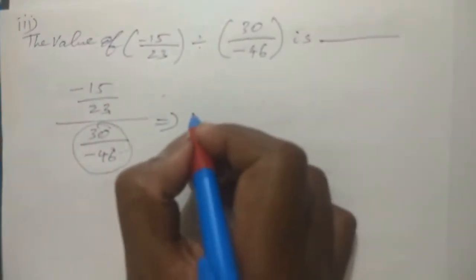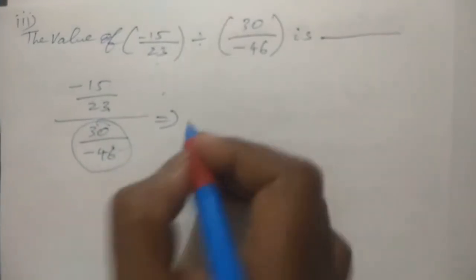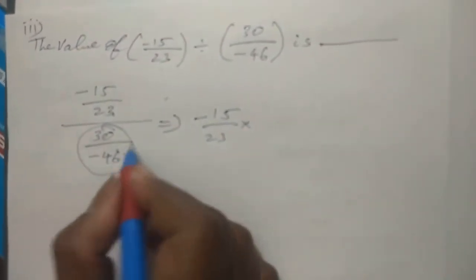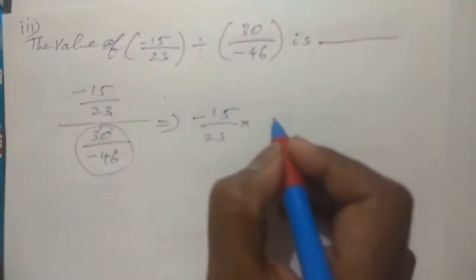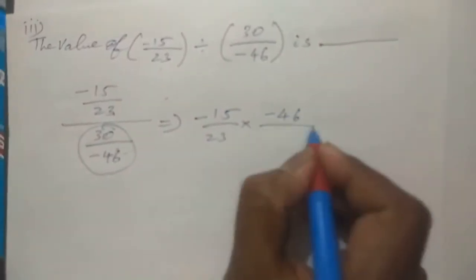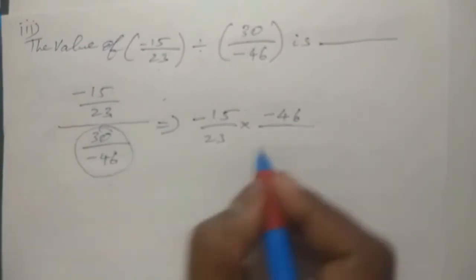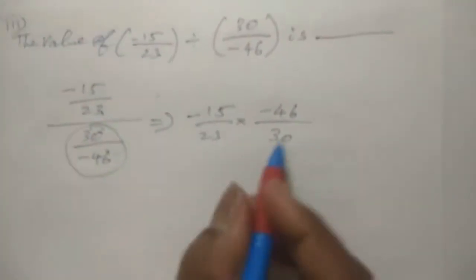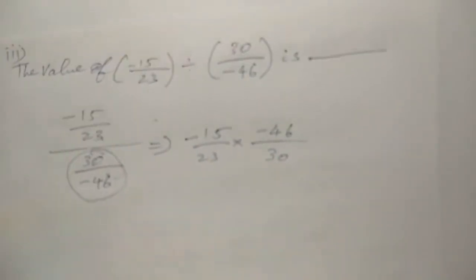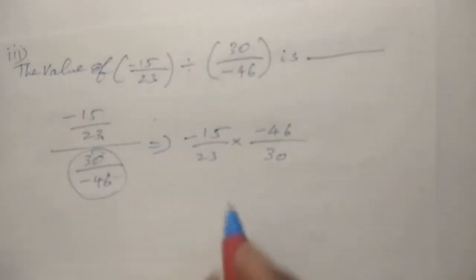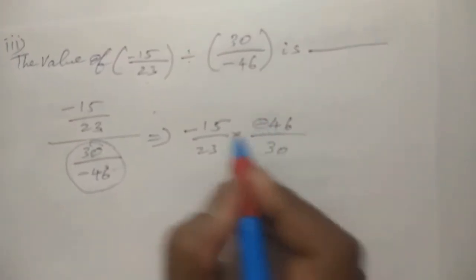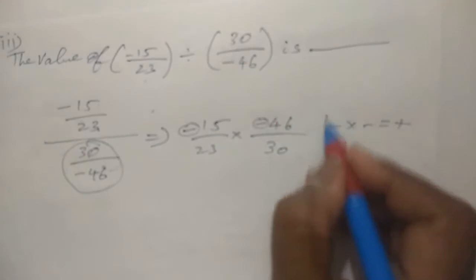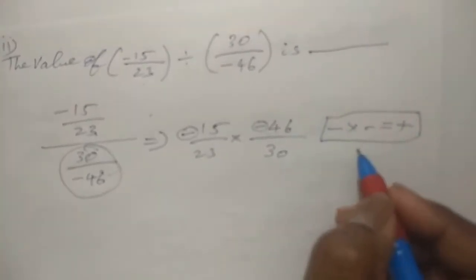So we go with the reciprocal here. It is minus 15 by 23 into this, which will be changed into a reciprocal. The numerator is minus 46, and this 30 will go into the denominator. We just take this one upside down; this is called the reciprocal method. Now we again have negative into negative, and negative into negative will be a positive. Alright, so don't forget this one.